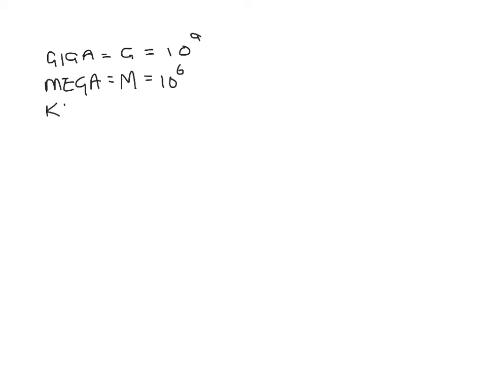And the last one that's also most common is a kilo. That's abbreviated by a K. Sometimes it's little, sometimes it's big. It doesn't matter too much if it's capitalized. And that is 10 to the 3rd power.